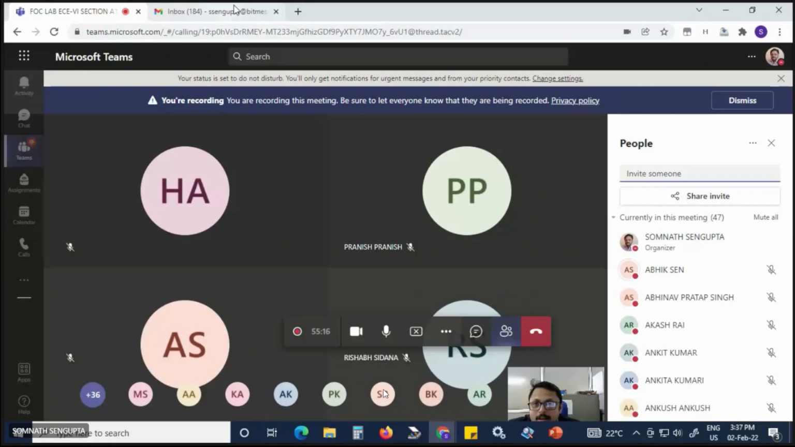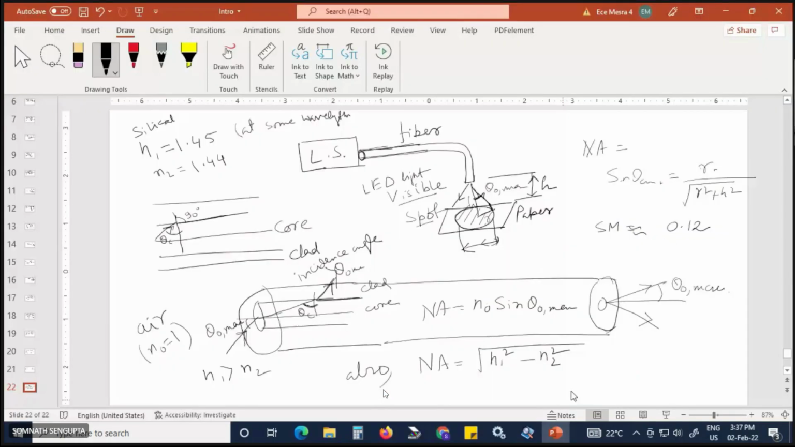हाँ, क्या बोल रहे थे हर्षवर्धन? सर, अपर्चर डिफरेंस ज्यादा है। n1 माइनस n2 ज्यादा है, तो क्या होगा? न्यूमेरिकल अपर्चर ज्यादा होगा, है ना? n1 माइनस n2, इट इज डायरेक्टली प्रोपोर्शनल। यस सर, ज्यादा होना चाहिए। और अपर्चर क्या होगा, कम होगा कि ज्यादा होगा?